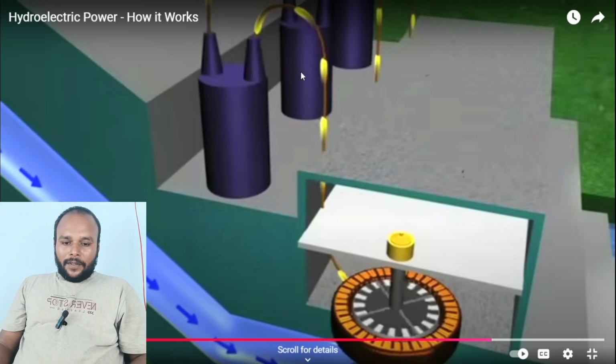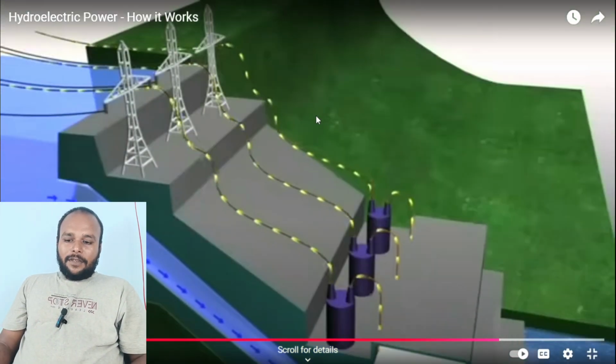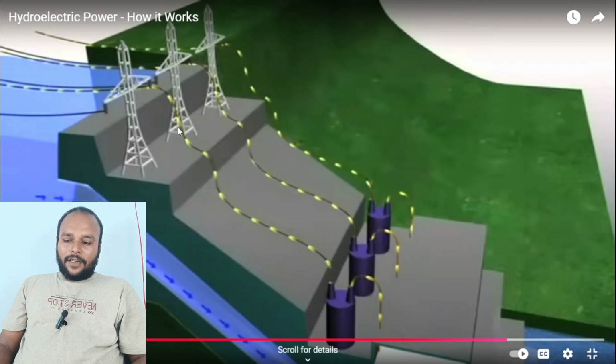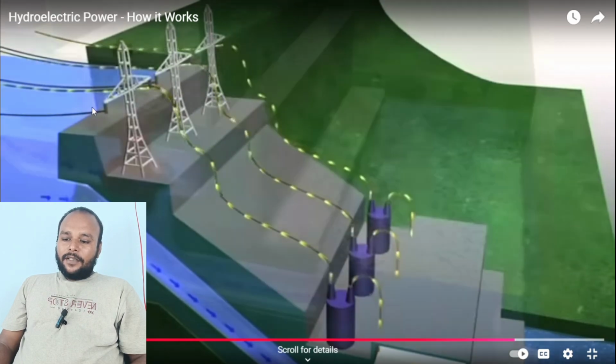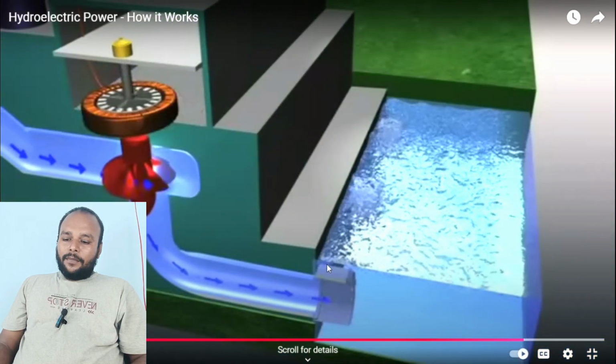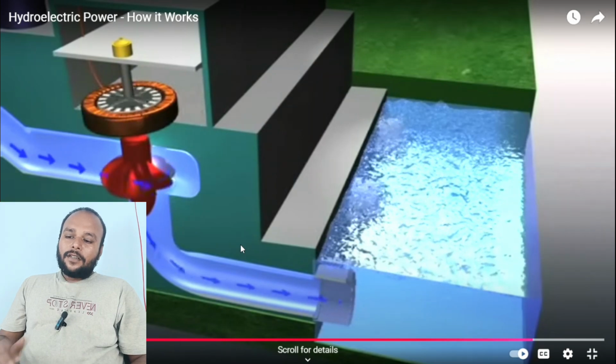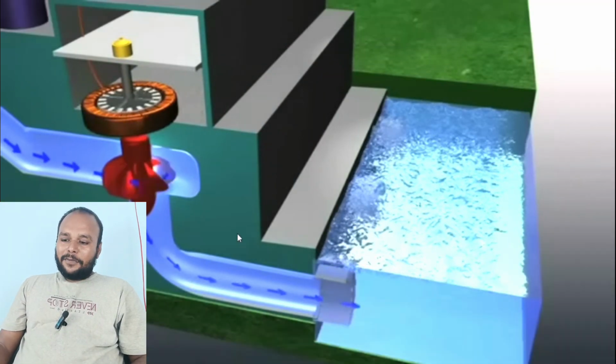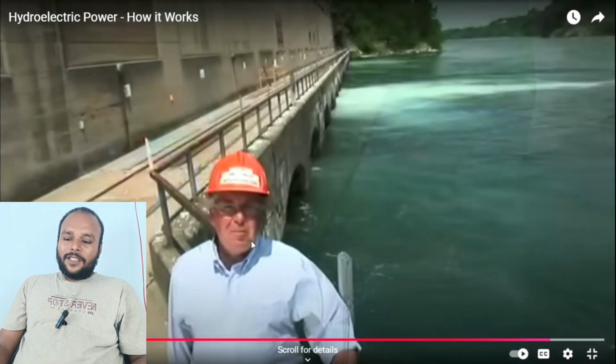Like this, the energy will be generated. See the total lines here. The energy will be transferred by a transformer to the supply transmission lines. So this is how the hydel power plant works.